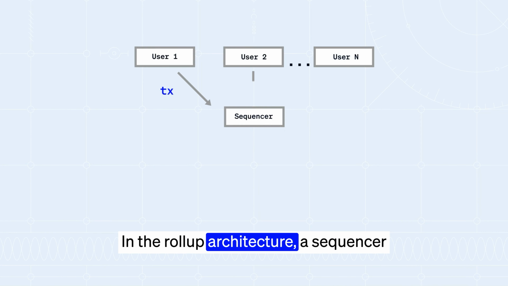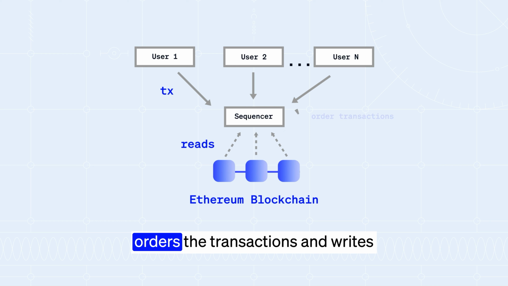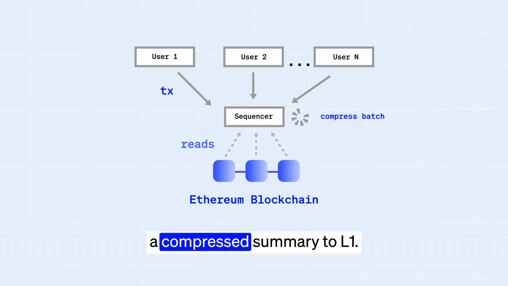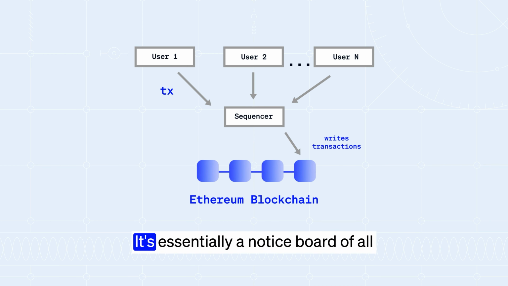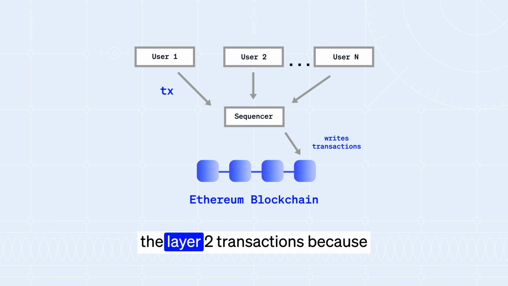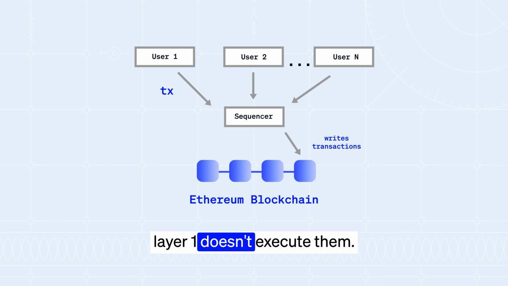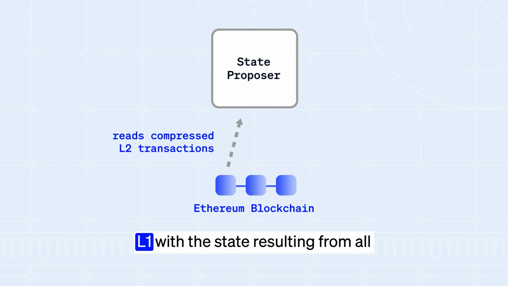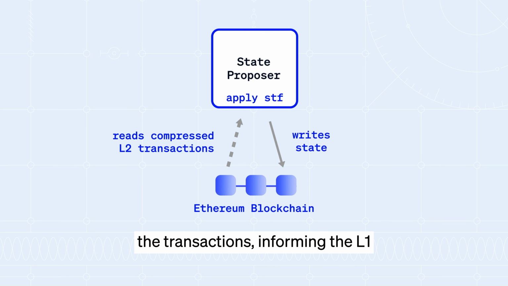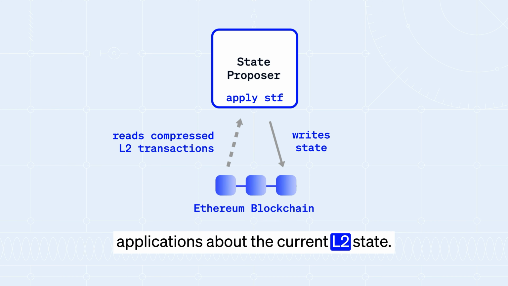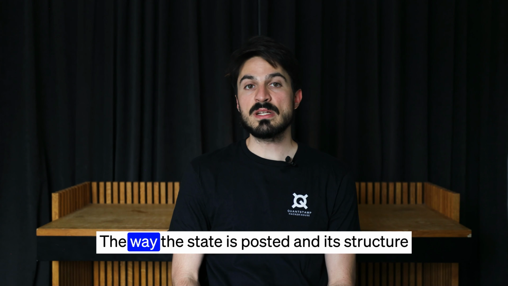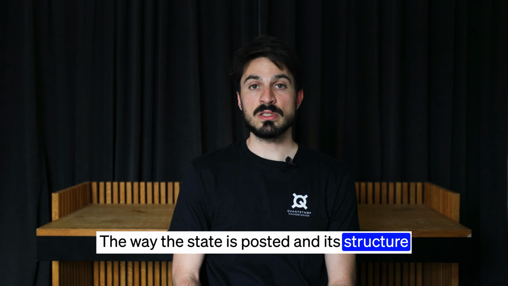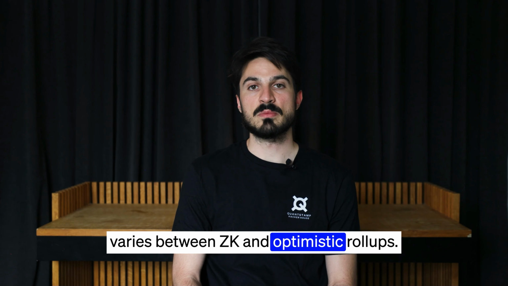In the rollup architecture, a sequencer orders the transactions and writes a compressed summary to L1. It's essentially a notice board of all the layer 2 transactions because layer 1 doesn't execute them. The state proposer then updates L1 with the state resulting from all the transactions, informing the L1 applications about the current L2 state. The way the state is posted and its structure varies between ZK and optimistic rollups.